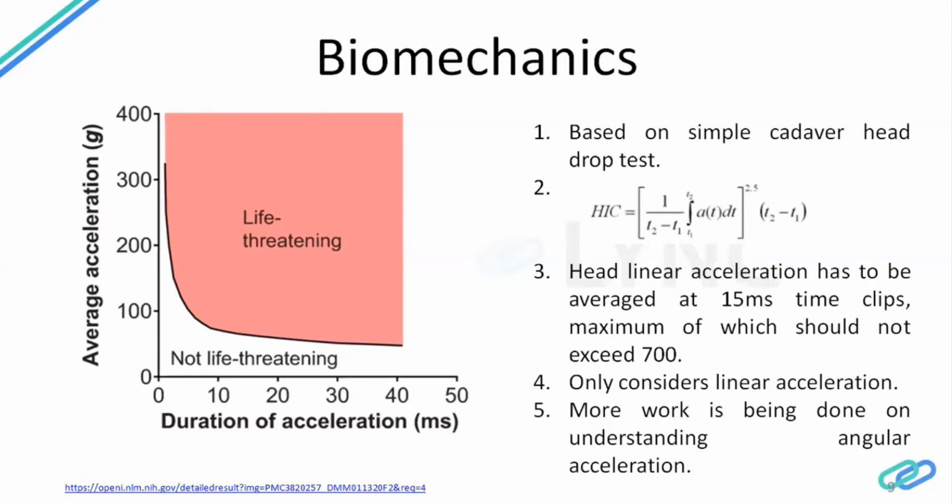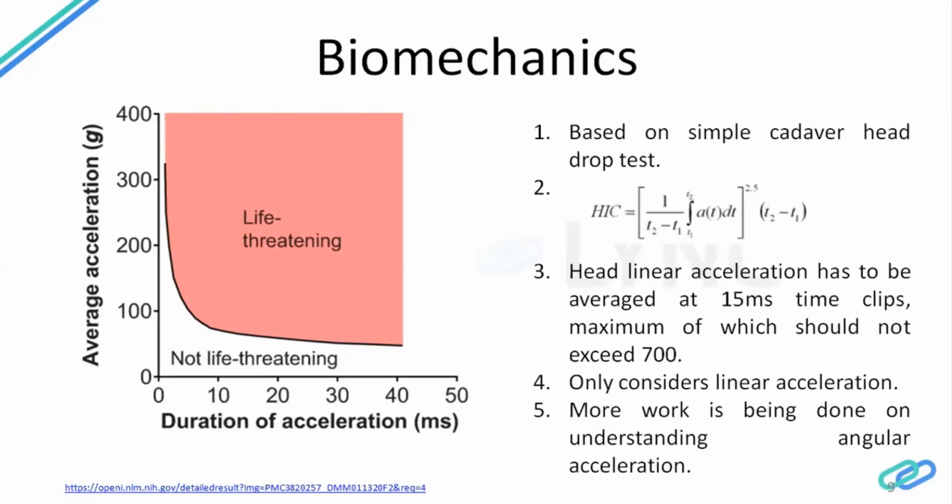time clip, t2 minus t1. So here it says the head, so this is basically linear acceleration. They were just simply dropped on a rigid plate, so it's a linear acceleration. The rotational acceleration is not taken into consideration in this.